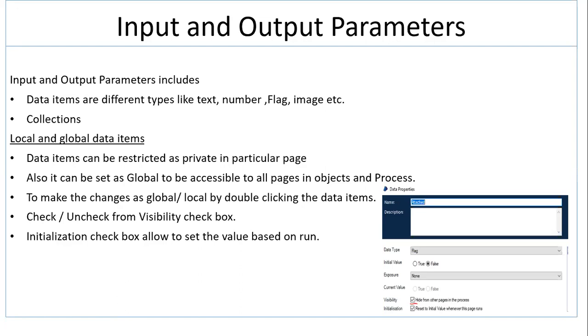Check or uncheck the visibility checkbox based on your needs. If you uncheck it, it is going to be public, and if you check it, it is going to be private and will be visible only to the current page. The initialization row allows you to set the value based on run. You will have the next checkbox, initialization, and it will reset the value whenever the page runs. If you don't want to reset it, you can uncheck it so that the value remains as it is.